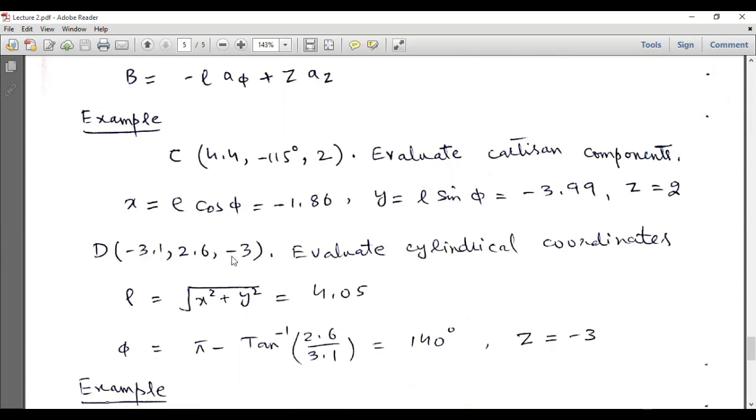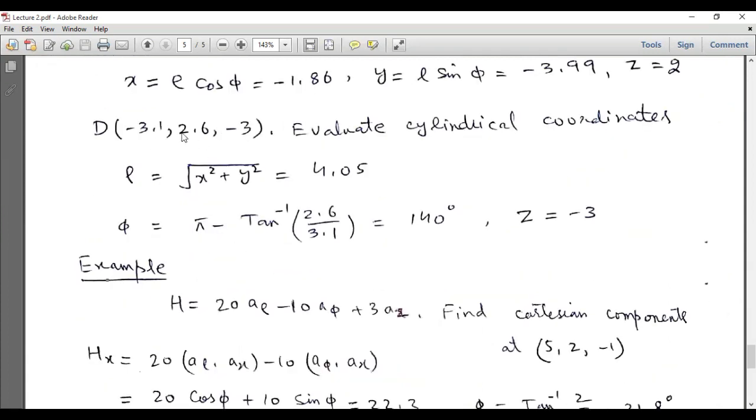And now we have to transform this point in Cartesian coordinate system to the cylindrical coordinates. So here we have to calculate rho, phi and z. Rho is equal to the square root of x square plus y square, and it is equal to 4.05. Phi is equal to... So this point is lying in the second quadrant. So phi will be equal to pi minus tangent inverse y over x. So it is equal to 140 degrees and z is equal to minus 3.